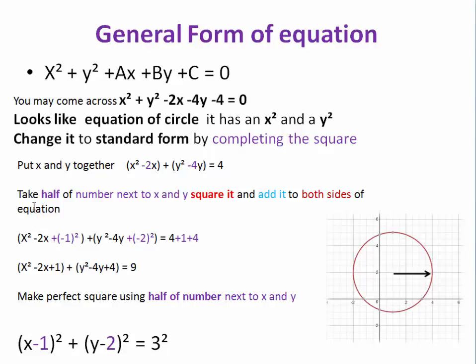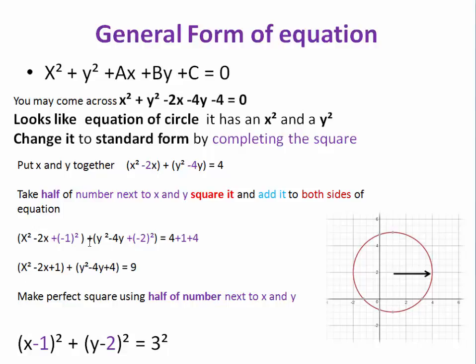We do this by taking half the number next to x, which is minus 2, and half the number next to y, which is minus 4. We square those numbers and add them to both sides of the equation. So that then becomes x squared minus 2x plus minus 1 squared, plus y squared minus 4y plus minus 2 squared, in brackets, equals 4 plus 1 plus 4.